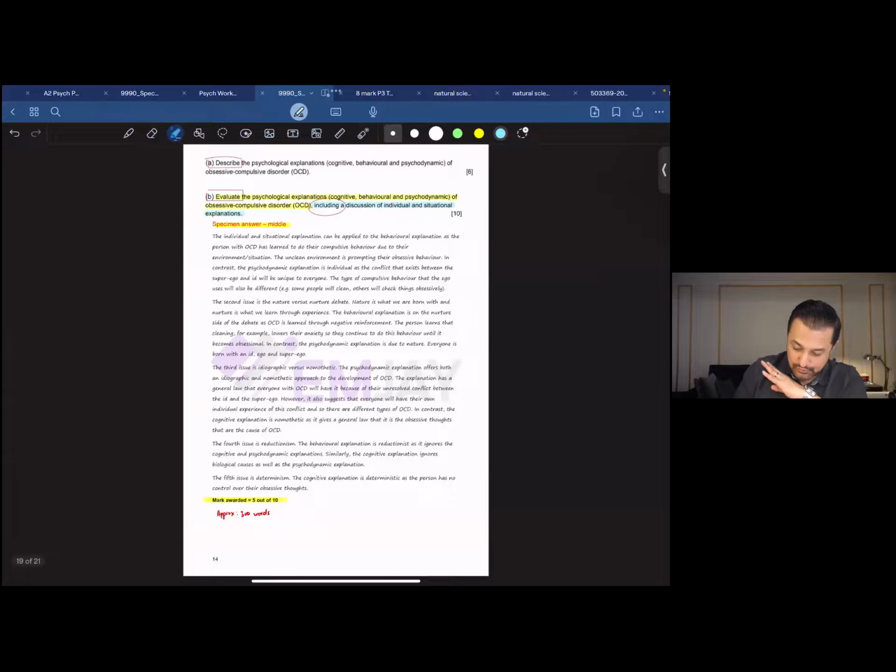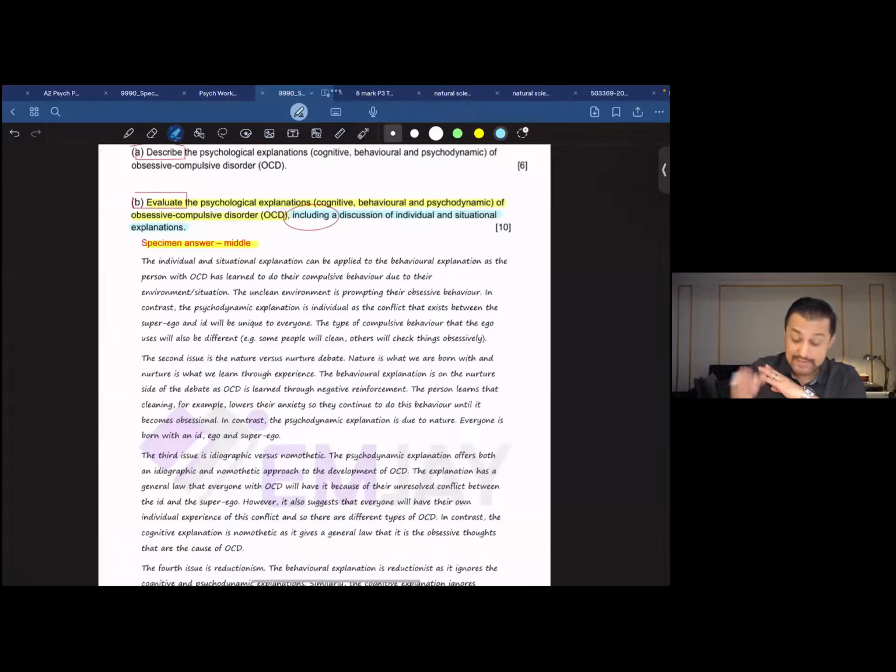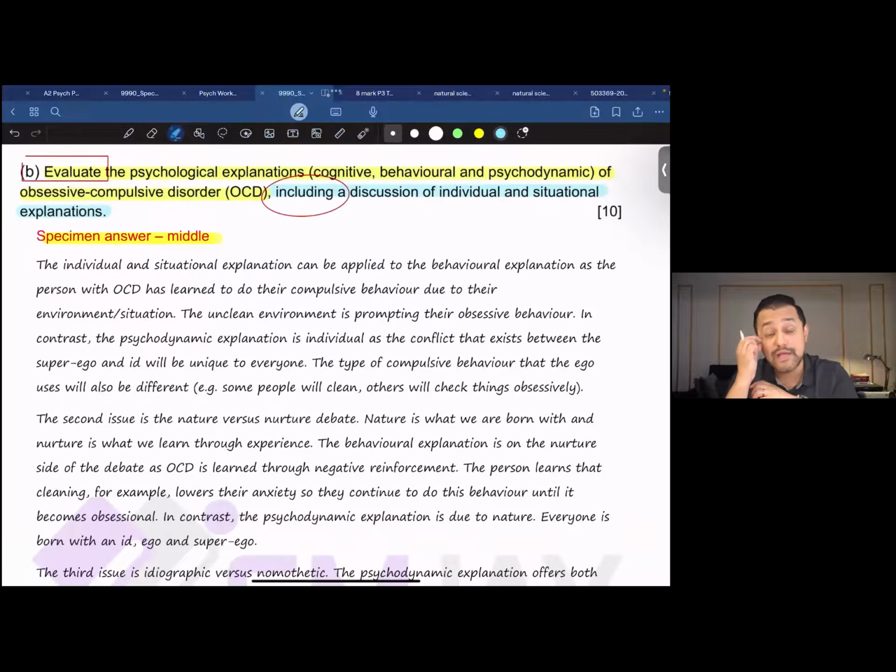I would like to read you this answer where the examiner has given the student 5 marks out of 10, and this sort of an answer, we consider it as a middle range answer. Now, again, the same question: evaluate the psychological explanation, cognitive behavioral and psychodynamic, of obsessive compulsive disorder, including a discussion of individual and situational explanations.